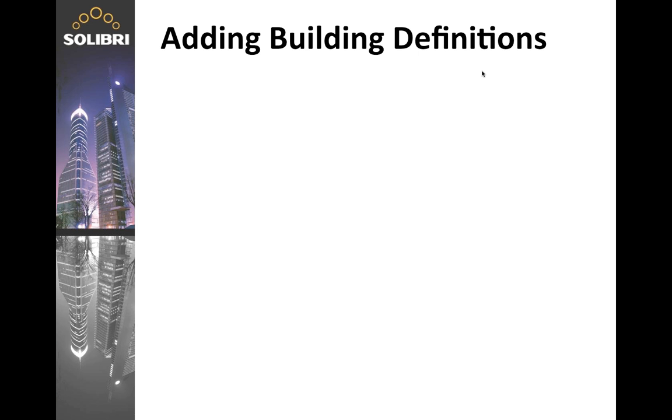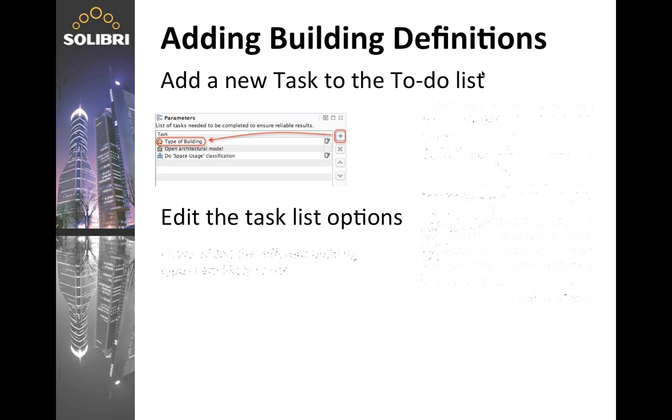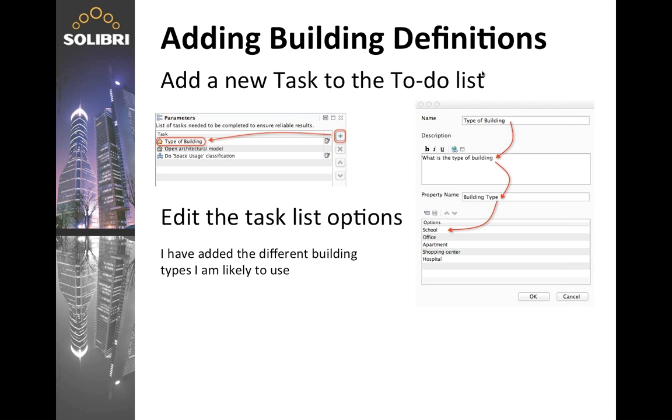This information is added to our model using a new task in the to-do list. In a newly created rule set, we can click the Add button to add a task. In this example, we can see we're using the type of building. We then edit the task in the task list options to include the different building types. So here we see what type of building is it, and we have the options of school, office, apartment, shopping centre, hospital, etc. Obviously, these could be whatever we want them to be.